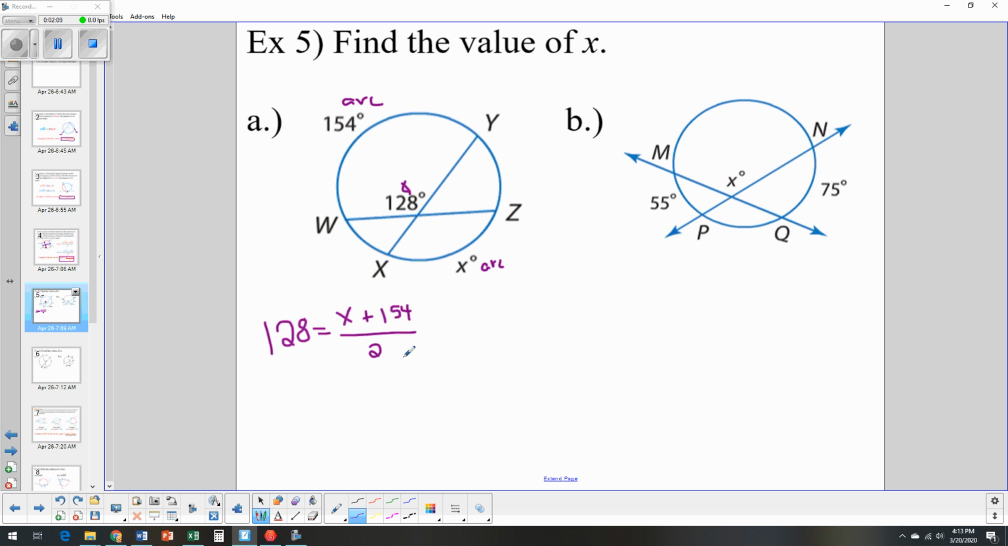Now, the biggest mistake when we try to solve this is some people try to divide here, but I can't divide unless I'm dividing both. So the easier way to do this would be to multiply both sides by 2. Right? Those cancel, and now I'm left with 256 on this side equals x plus 154. All right, I can subtract 154 from both sides now, and I get x is 102 degrees.